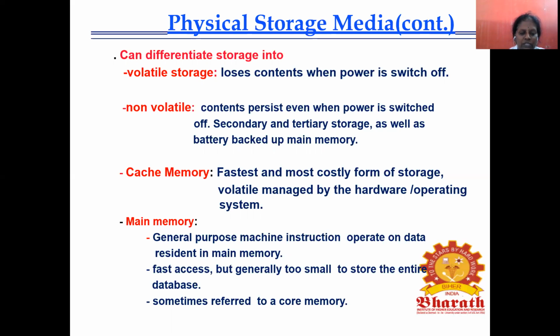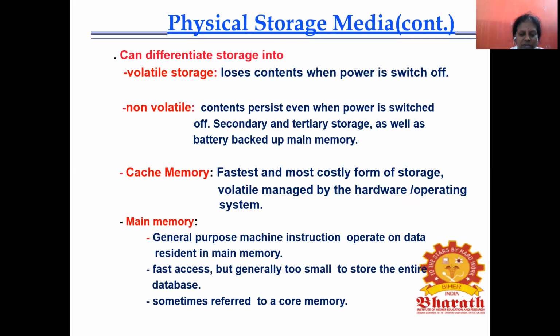Okay, cache memory. Next one, main memory. It is general purpose memory. General purpose machine instructions operate on data residing in main memory. It is also fast to access, but generally too small to store the entire database. The content will be very limited, so a large database cannot be stored in main memory. Only a limited number of files can be stored.